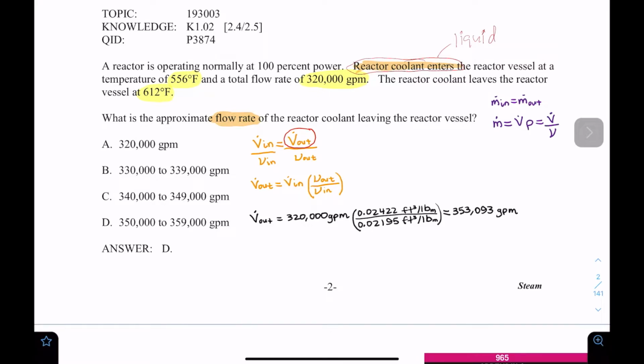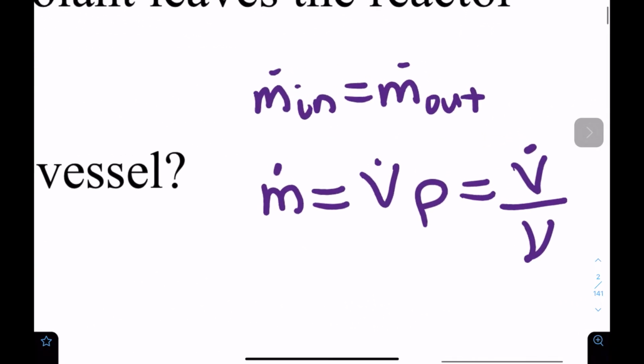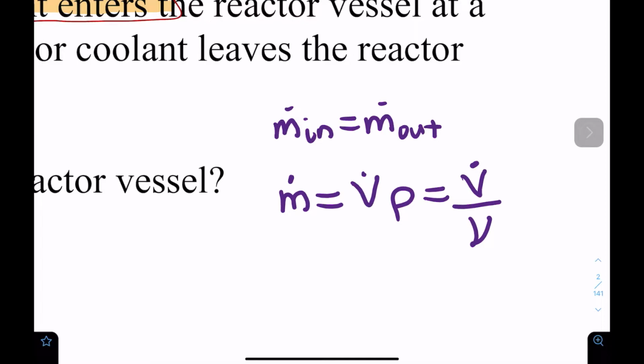The question is asking, what is the approximate flow rate of the reactor coolant leaving the reactor vessel? When we're trying to calculate that, we need to determine what comes in and what comes out in terms of flow. What comes in has to come out, unless there's a leak. If what I get out is different, there's something else going on in my system.